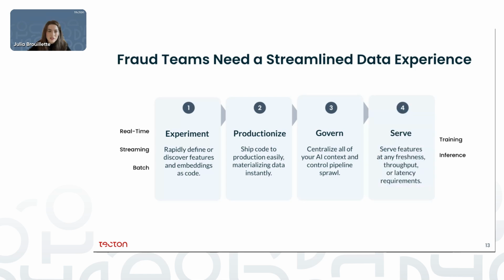And then finally, there's the serving side of things. You need to be able to serve all these features reliably, like I said, with the right freshness, throughput, and latency for both training and inference. So serving infrastructure needs to be able to handle everything from batch features to real-time computed features seamlessly.